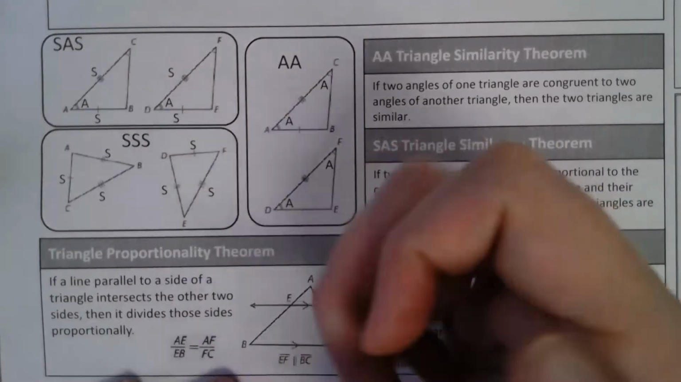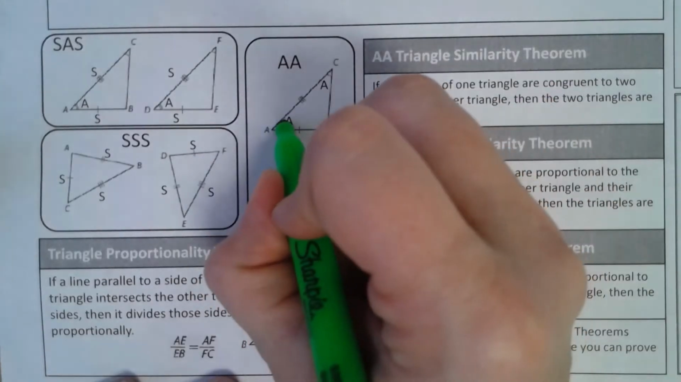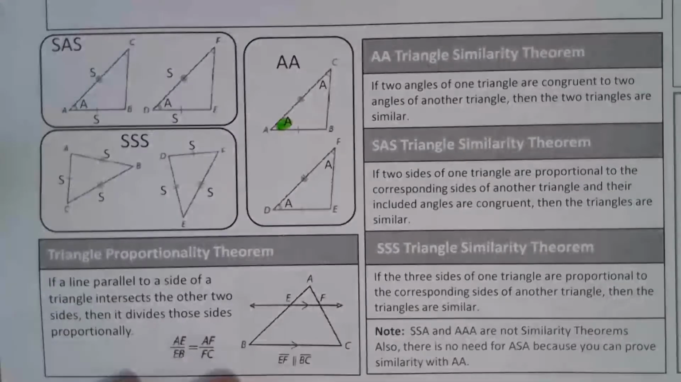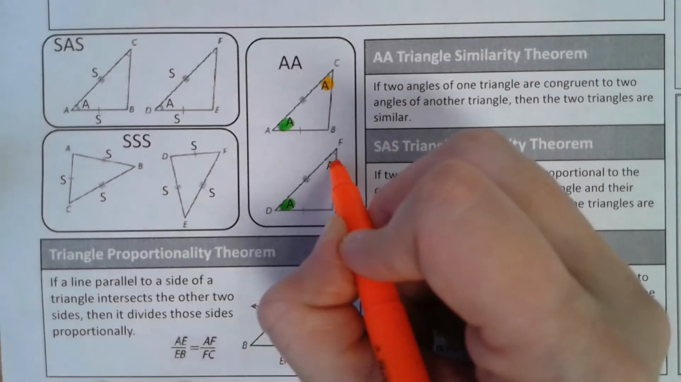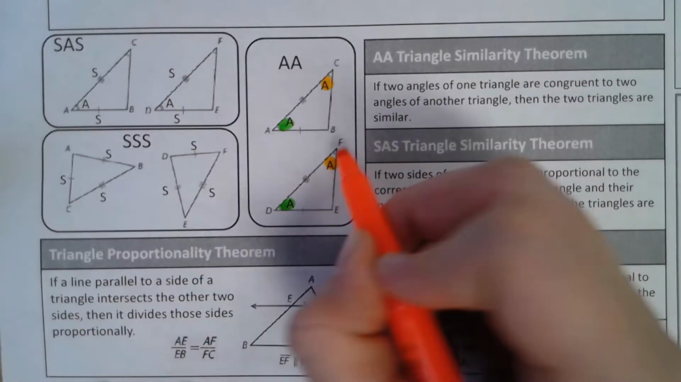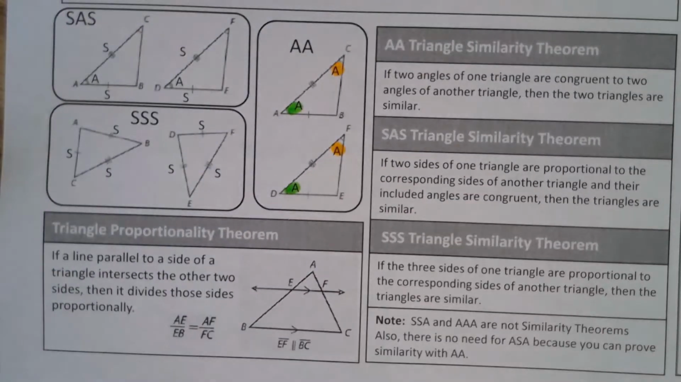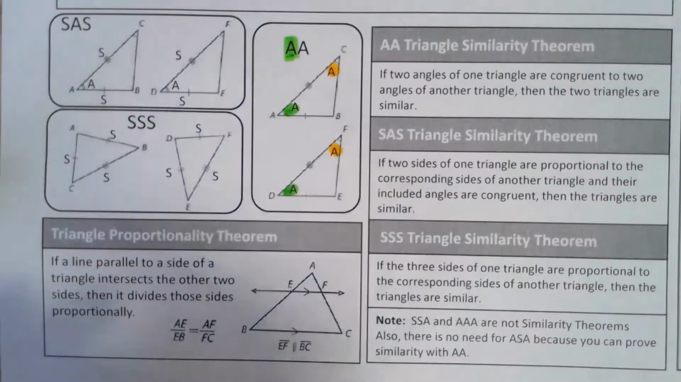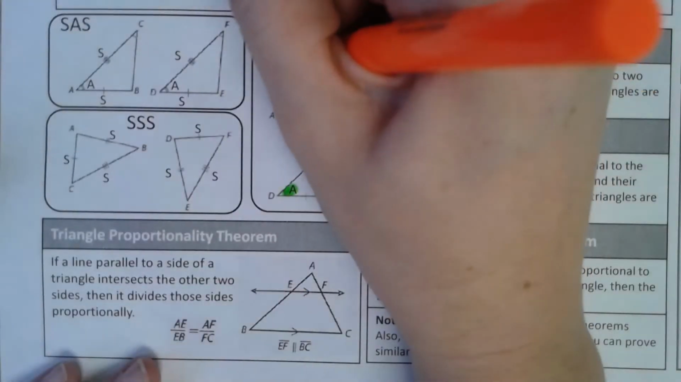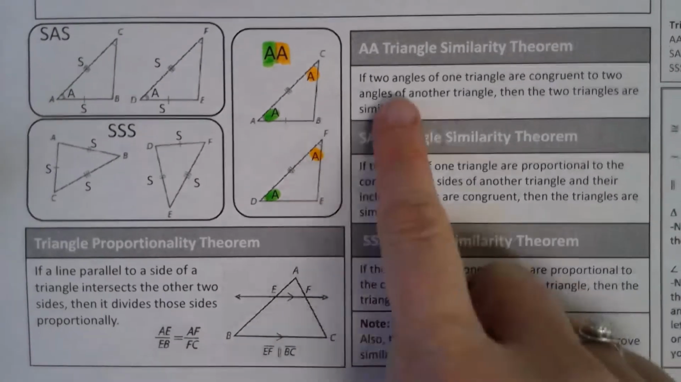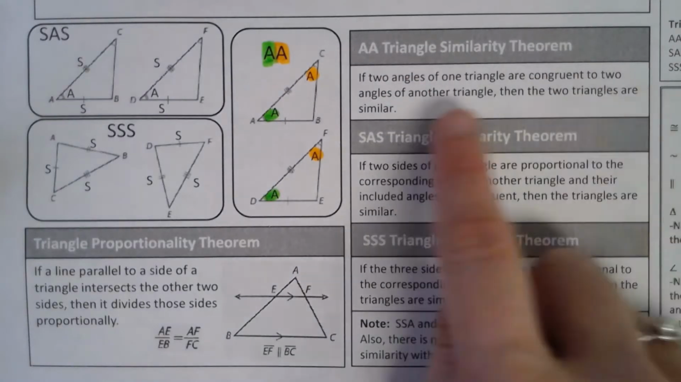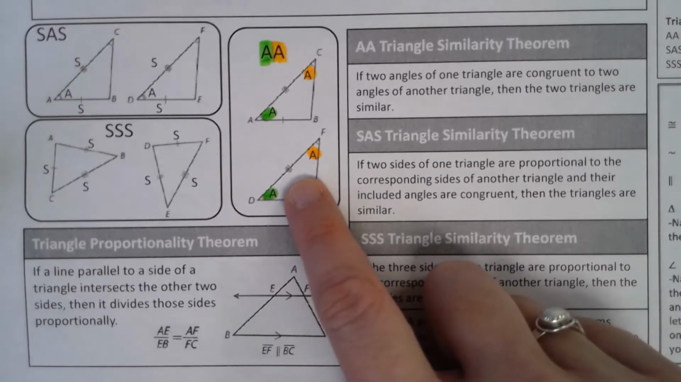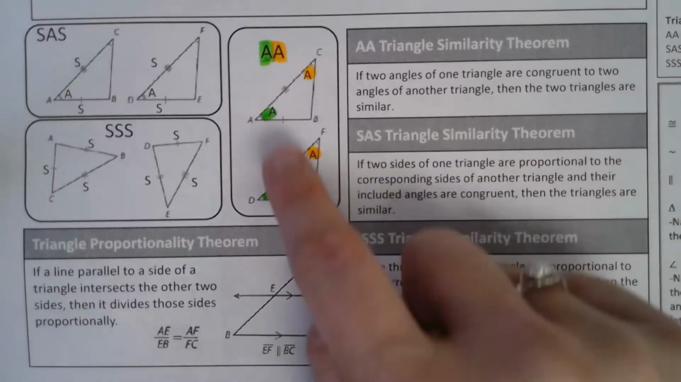So here's our angle-angle similarity. This angle A corresponds to angle D. And another pair of angles, angle C corresponds to angle F. Because we have 2 pairs of angles, that gives us angle-angle similarity, because 2 angles of one triangle are congruent to 2 angles of another triangle. So then we can say that these 2 triangles are similar.